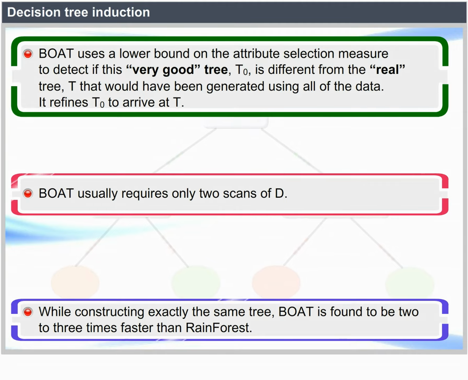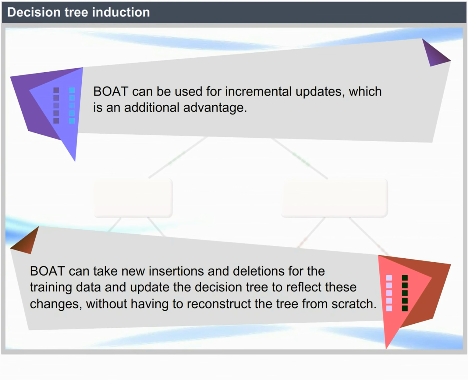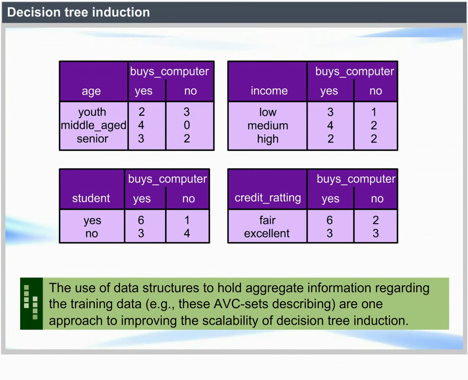An additional advantage of BOAT is that it can be used for incremental updates. BOAT can take new insertions and deletions for the training data and update the decision tree to reflect these changes without having to reconstruct the tree from scratch. The figure shows the use of data structures to hold aggregate information regarding the training data. For example, these AVC sets describe the given data. This is one approach to improving the scalability of decision tree induction.